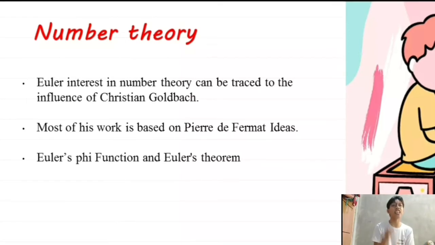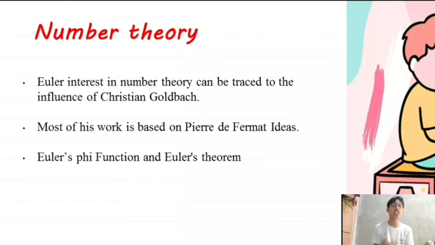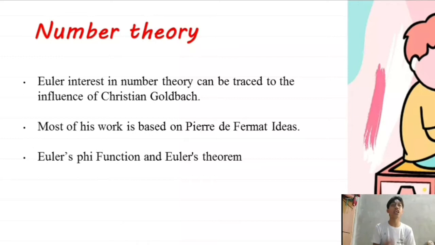Totoo yan kasi lahat ng gawa ni Euler ay may connection kay Pierre de Fermat ideas kasi si Fermat ay maraming mga unpublished at hindi natapos na mga formula dahil nga namatay siya or hindi na kaya. So, ginawa ni Euler, tinulungan niya, dinevelop niya, inimprove niya ito at nagkaroon pa ng bagong formula or ginawa niya ito para matapos iyon. Next, we have the Euler phi function and Euler theorem.